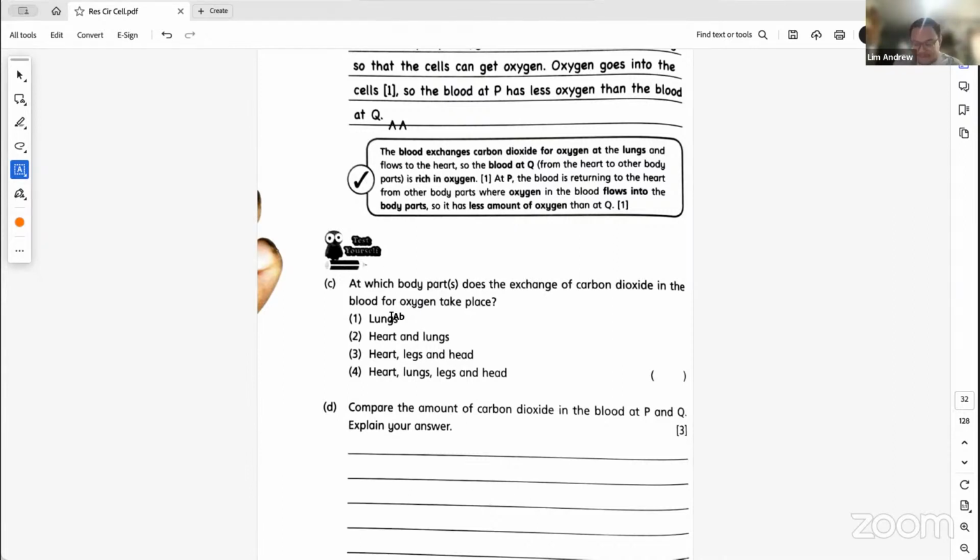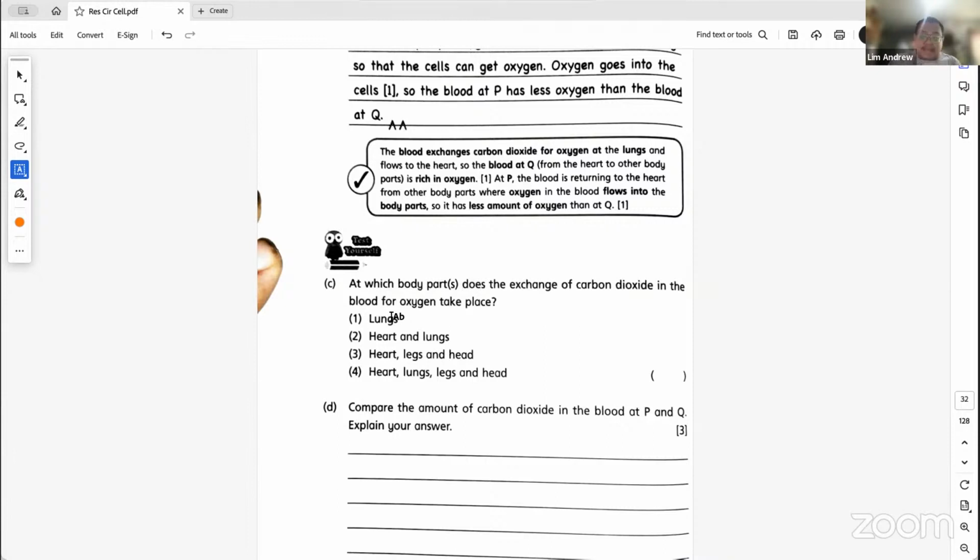So, why do I say so? Because at the lungs, carbon dioxide in the blood will move into the air sac, while the oxygen in the air sac will move into the blood. And we all know that when you breathe in, breathe out, we breathe out more carbon dioxide. So carbon dioxide is actually removed from our body, from our lungs, when we breathe out.